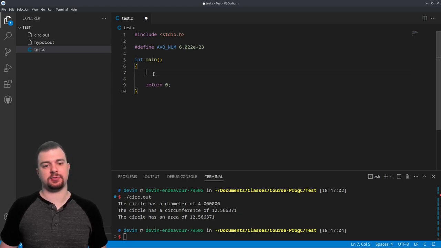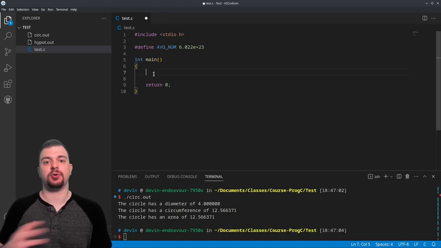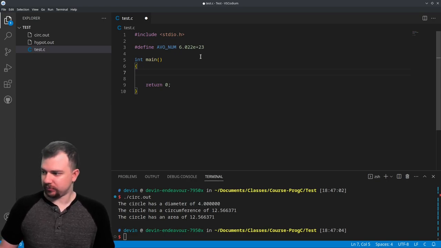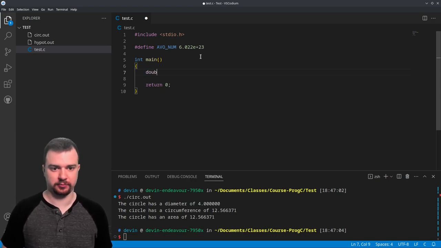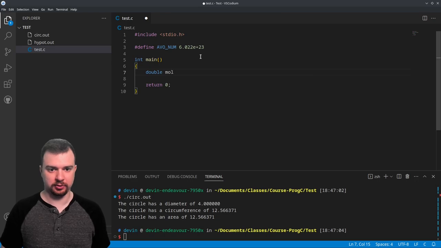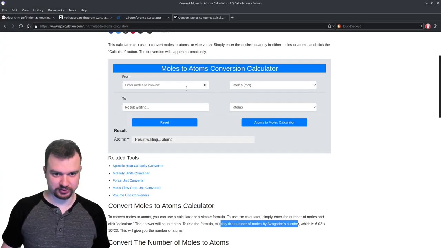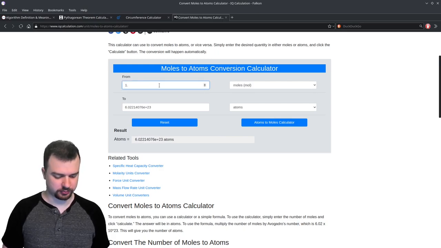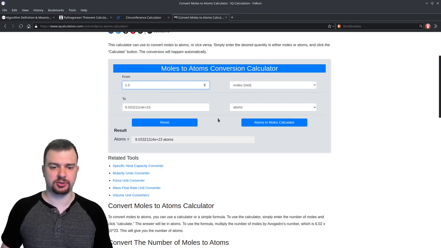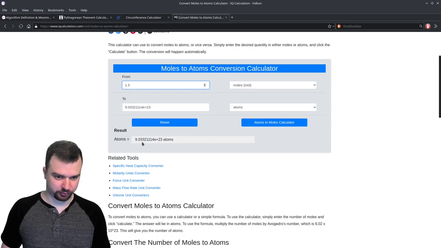So anywhere in this we want to use it, we can use it. If you want to put that in your own library that you made, you could do that as well. And then you can pull it at any point and you have Avogadro's number there whenever you want. So we're going to do double mole. Do 1.5. Let's actually just test that real quick. 1.5 should give us 9.033.